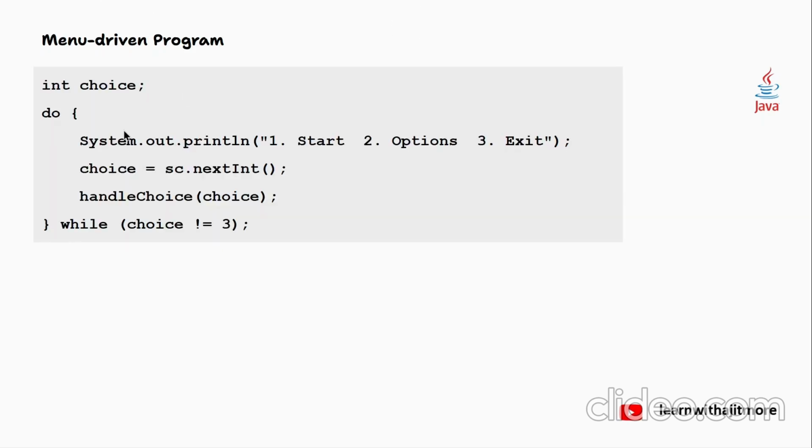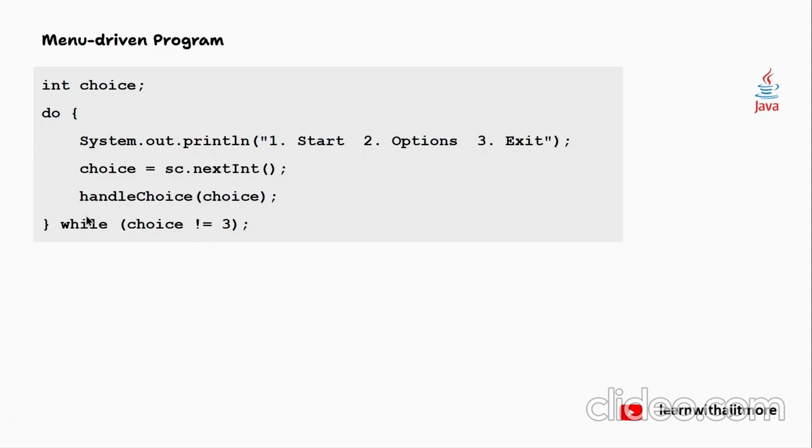I'll show you one example. Very simple skeleton code. See here. Now there is a choice variable. Choice variable is declared outside. Then the do while loop. Within the do while loop, you're printing the menu: 1 is start, 2 is option, 3 is exit. So now actually this loop should go on till you don't enter choice 3. Means till choice 3 doesn't come, keep doing the work.